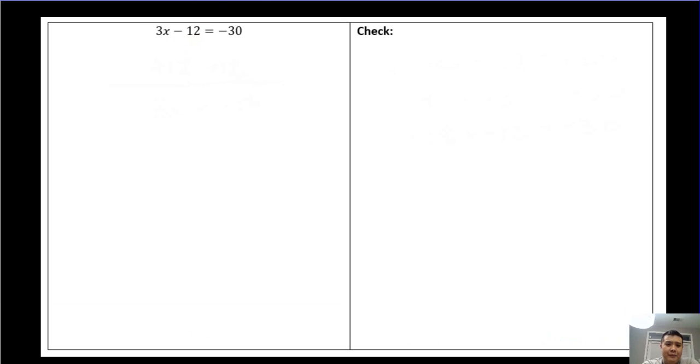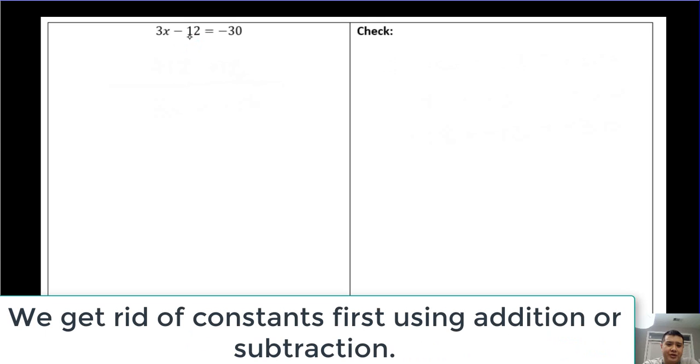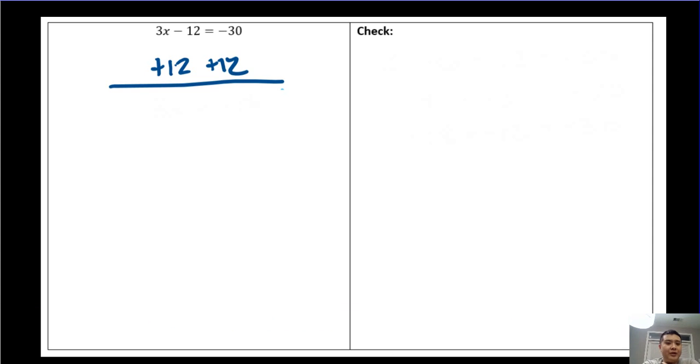And we're going to do that by adding 12 to both sides of the equation. Remember that the golden rule of algebra states that whatever you do to one side of the equation, you must do to the other. So we're going to add 12 to one side, we're going to add 12 to the other. What we get is 3x, and negative 30 plus 12 is negative 18.